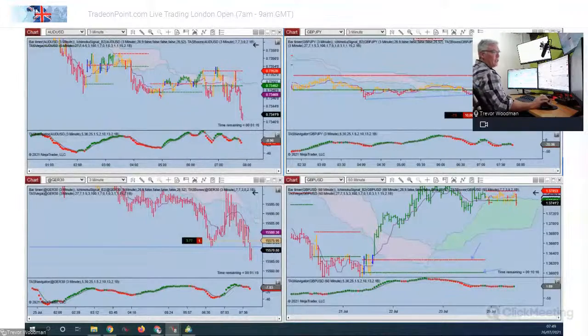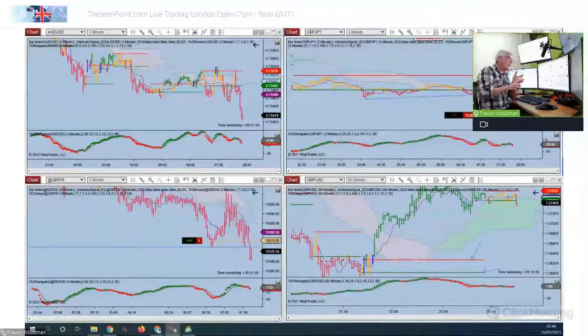Yeah, the DE30 is the same. So it's DE30. So the way it works is DE30, GER30, the DAX. They're all the same thing.